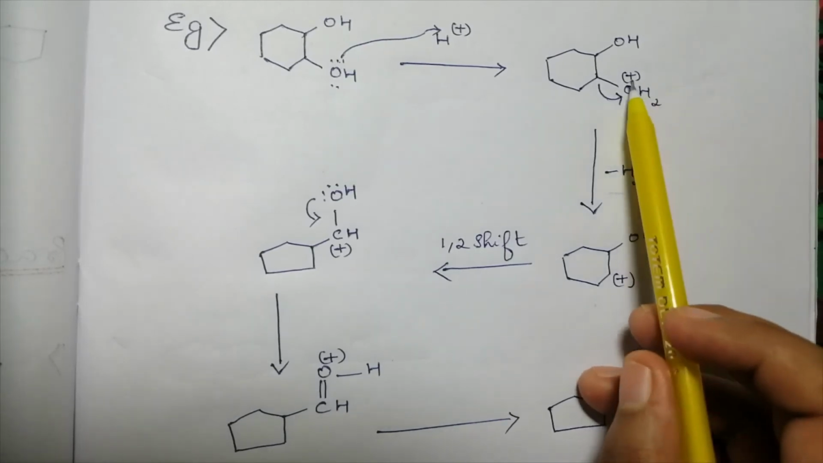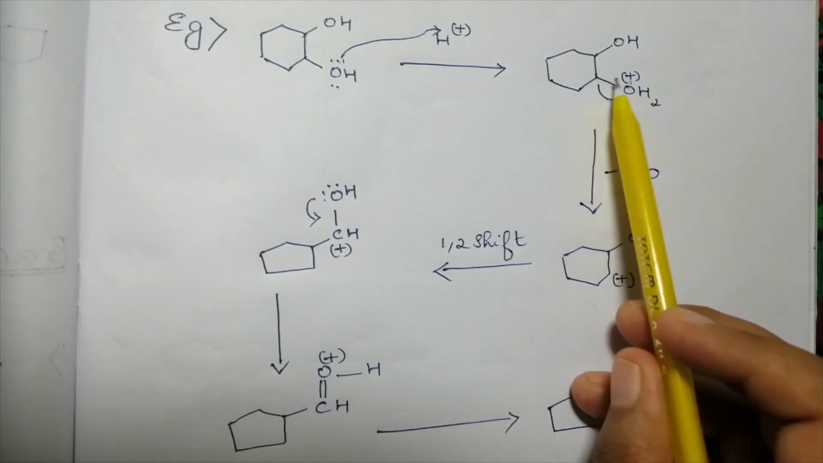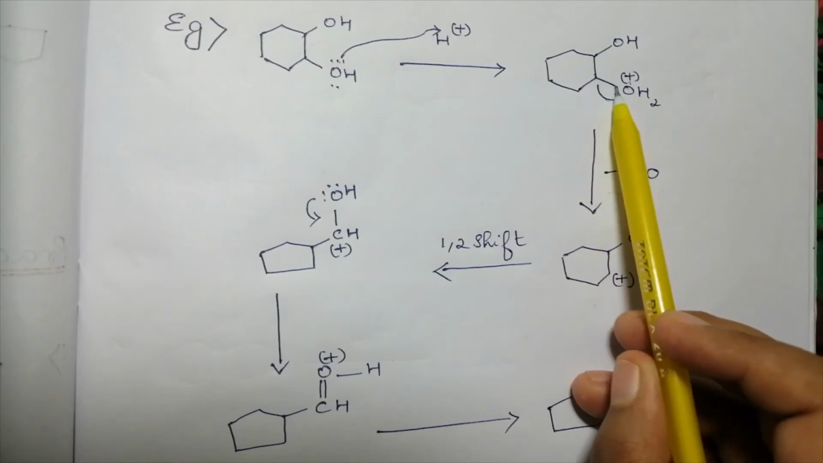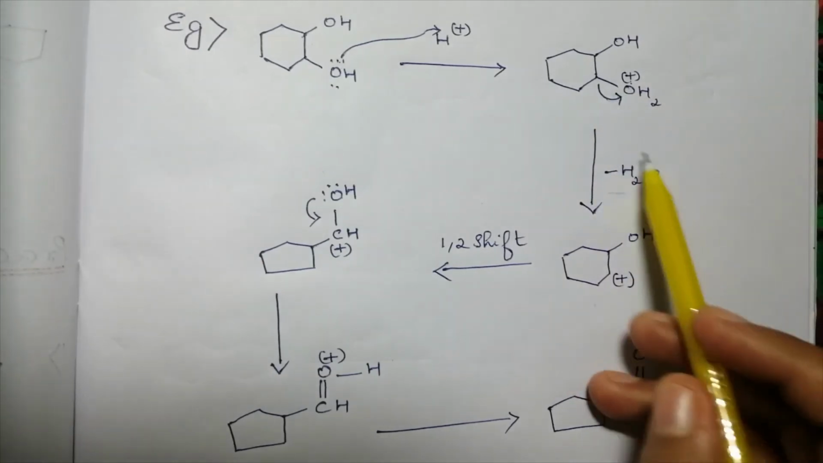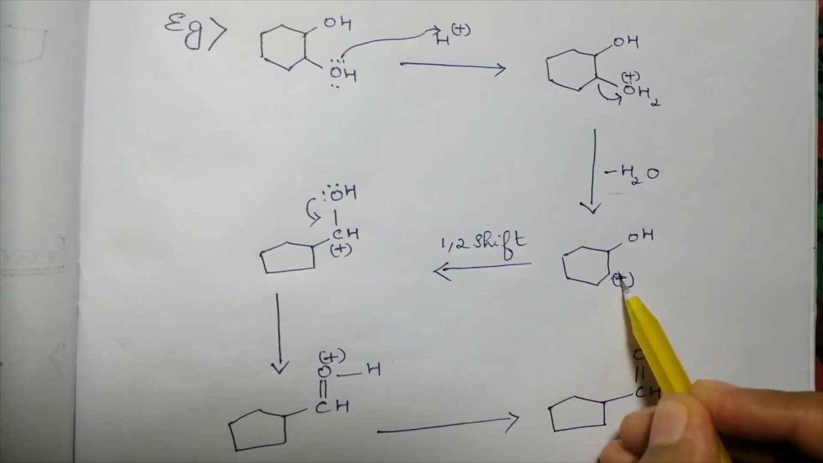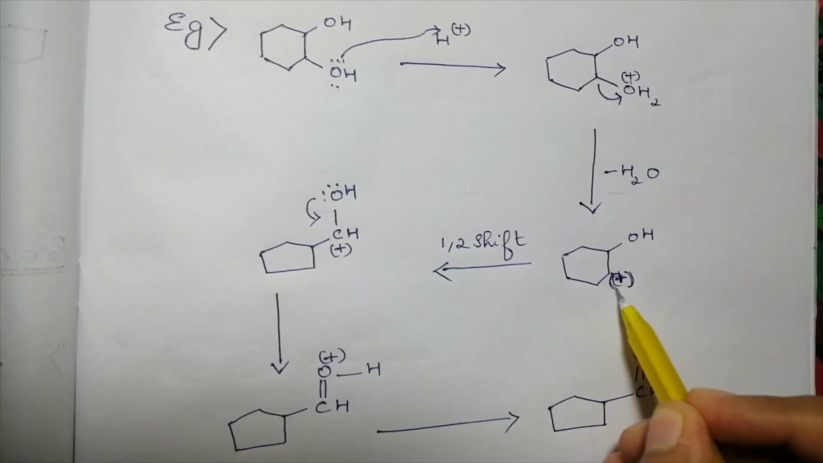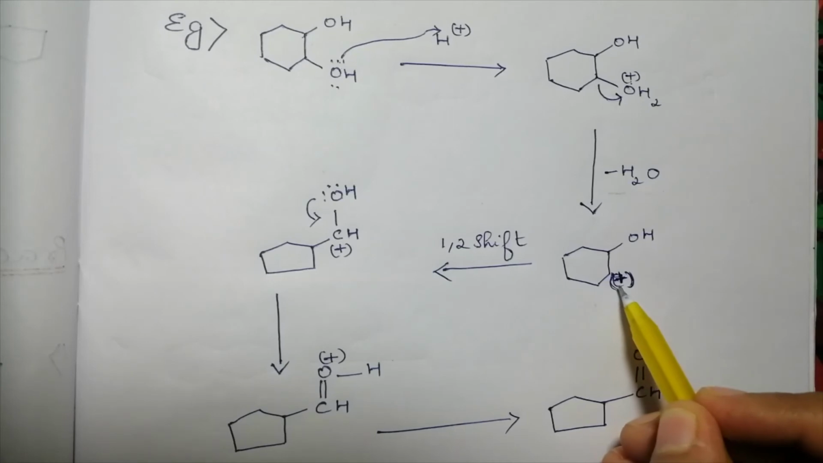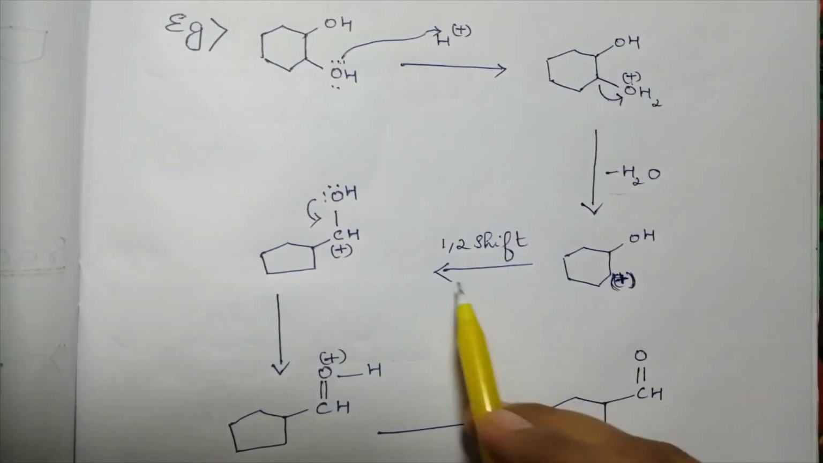The positive charge that was on oxygen is balanced by this single bond that is shifted to oxygen, hence water comes out. Now the carbon atom, because this CO bond is broken, becomes positively charged. So here a secondary carbocation is being formed. Okay, now a 1,2 shift has to occur.